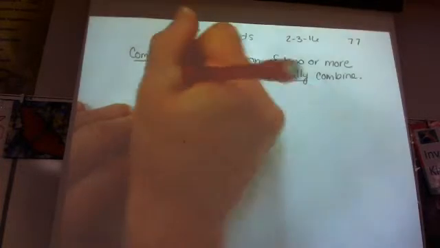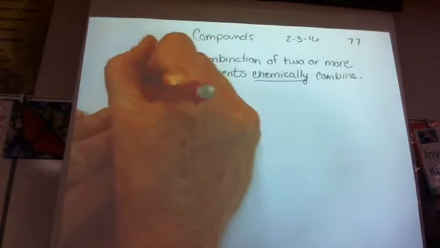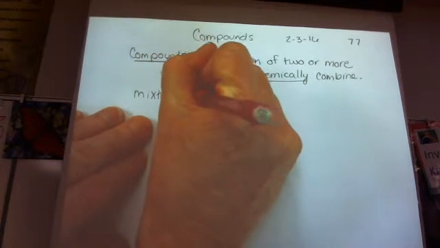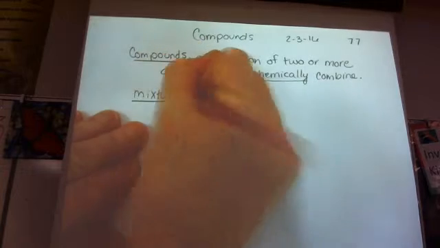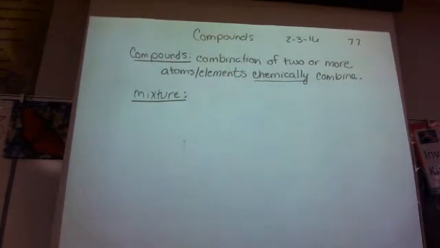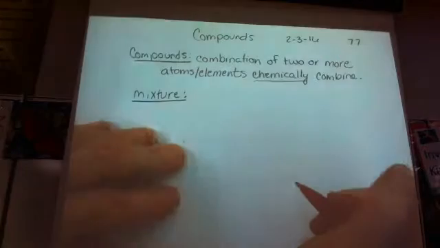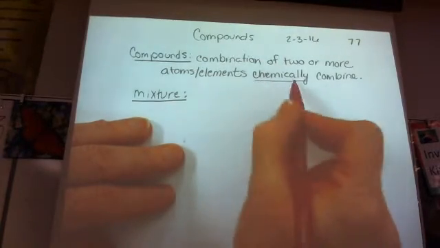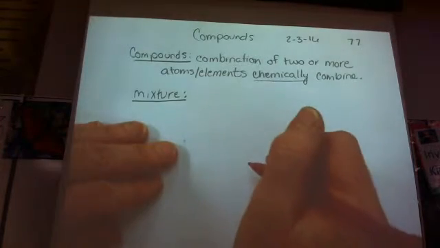The other definition we need, now that we have compound, it makes it a little bit easier, is mixtures. So once you've written down what a compound is, the combination of two or more atoms or elements chemically combined, what is a mixture? Go ahead. Isn't it two or more atoms down? Right, they're not chemically combined, and then there's another word I like.